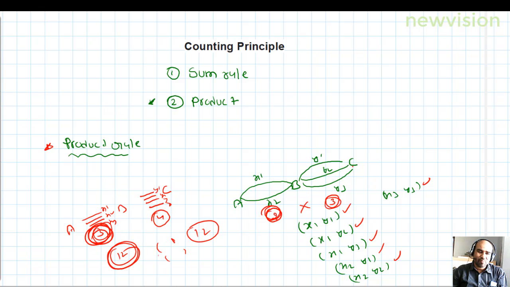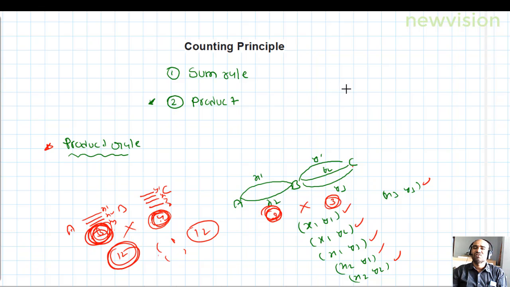After completion of the first operation only, he can start the next. After traveling from A to B only, he can start B to C. One operation depends upon another operation. That's why one thing depends upon another. In this way, you use product rule. 3 into 4, 12 ways you can travel from A to C.